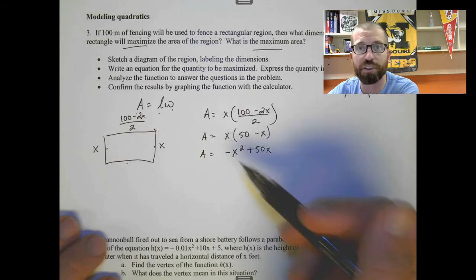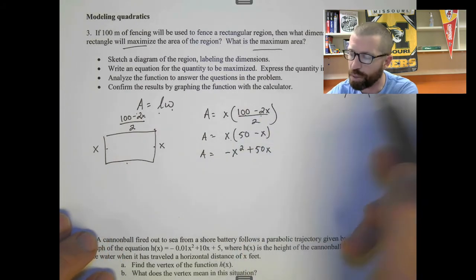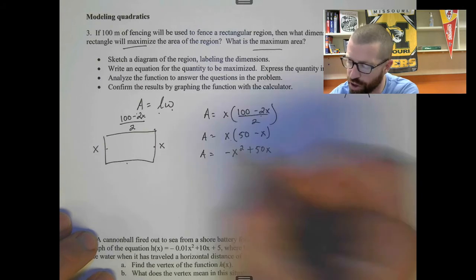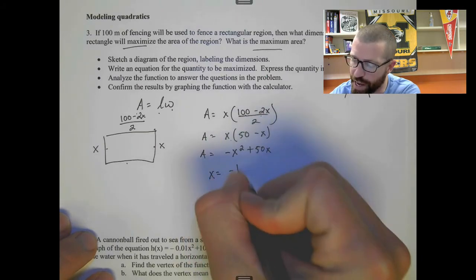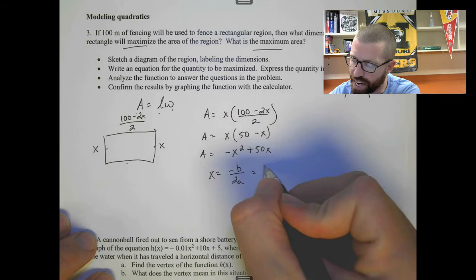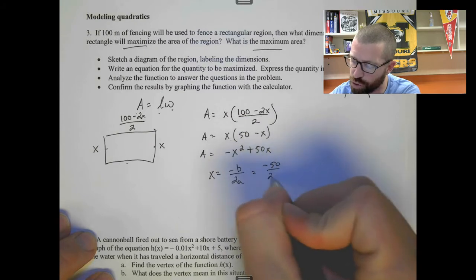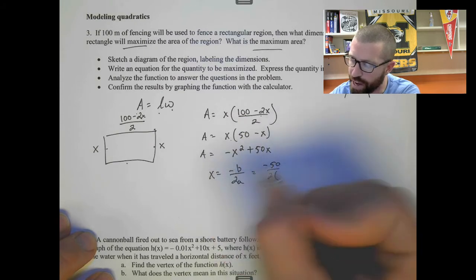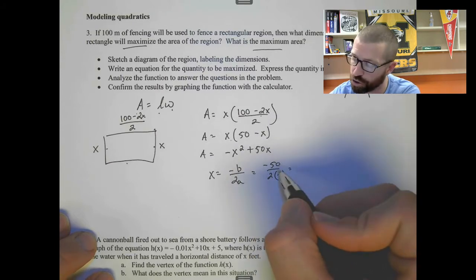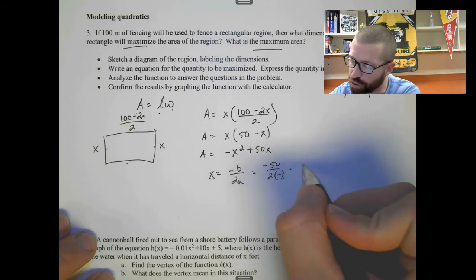And when we look for a maximum, it's quadratic, so our maximum is just the vertex. Well, this is in standard form, so our vertex is negative b over 2a. So that's negative 50 over 2 times, and then a is negative 1. And so our maximum value occurs when x is 25.